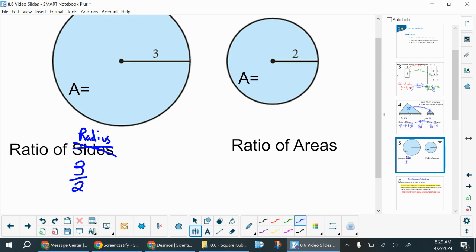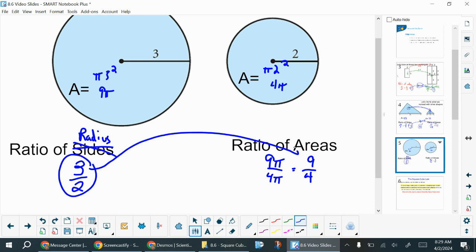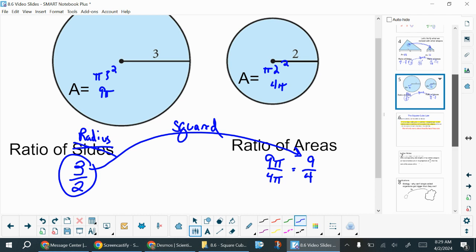Then if I find my areas, remember, I've got pi times 3 squared, which is 9 pi. Here I'd have pi times 2 squared, which is 4 pi. And if I divide my areas, 9 pi divided by 4 pi, all that happens here is the 9 and the 4 stay because the pi's cancel out. And you can see again, 3 times 3 is 9, 2 times 2 is 4. We have just squared our ratio of our sides to get the ratio of our areas.